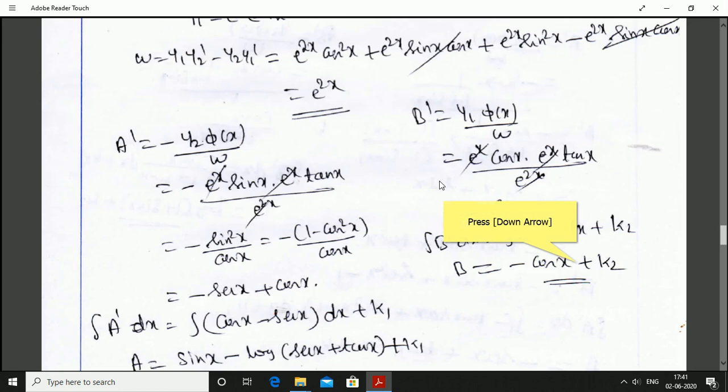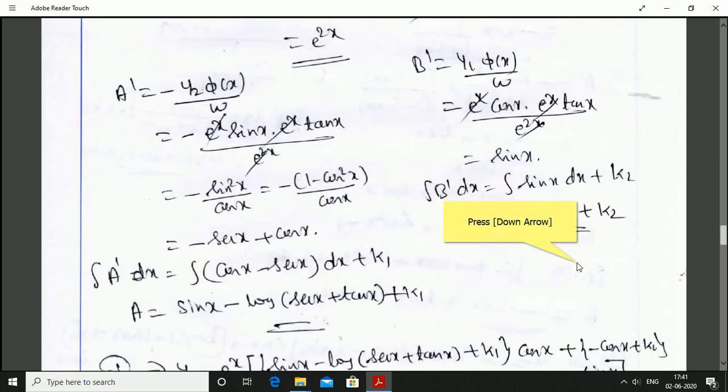Similarly, b dash is equal to y1 into phi of x divided by w. y1 is e power x into cos x. Phi of x is e power x into tan x, divided by e power 2x. e power x into e power x is e power 2x, which gets cancelled with the denominator e power 2x. Okay, cos x into tan x, tan x is sin x by cos x, so cos x gets cancelled. It is sin x. On integration, b is equal to minus cos x plus k2.